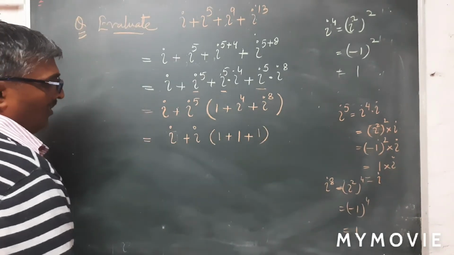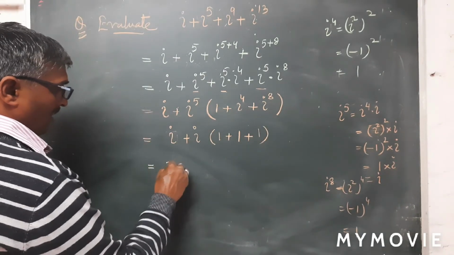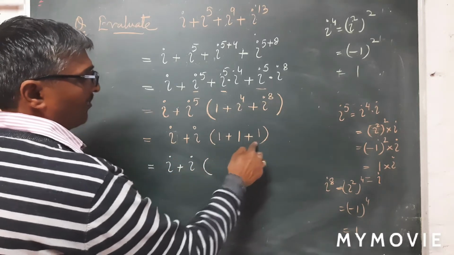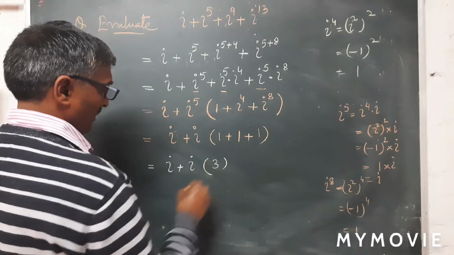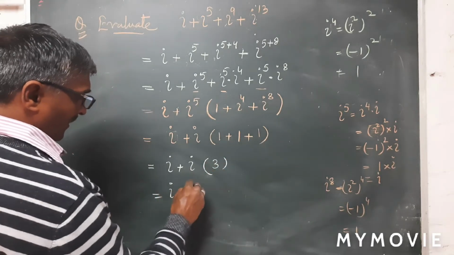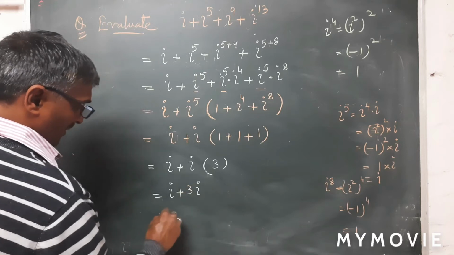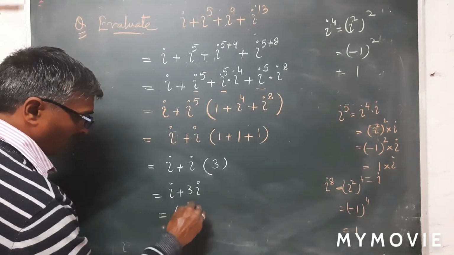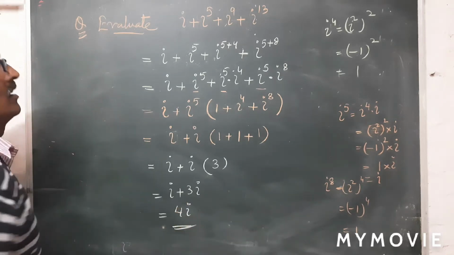Now iota plus iota times 1 plus 1 plus 1, how many are there? 3. That is iota plus 3 iota. 3 plus 1, how many iota? 4 iota. This is the answer. Right.